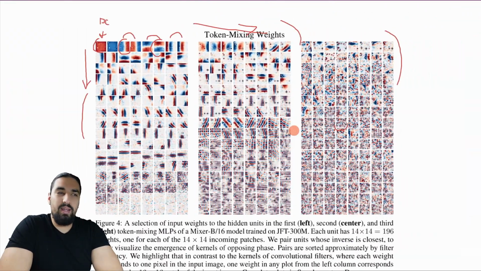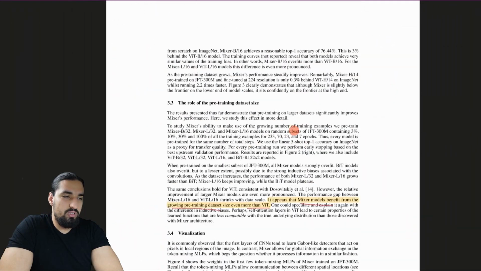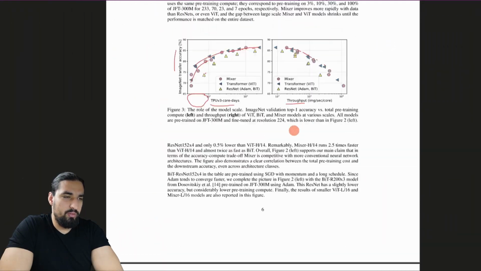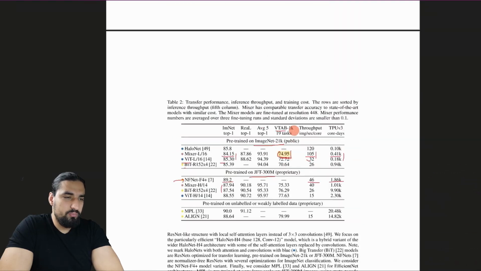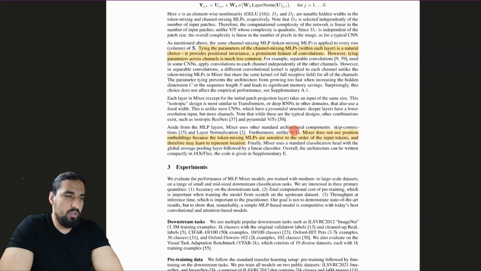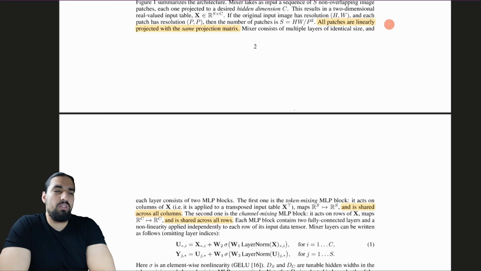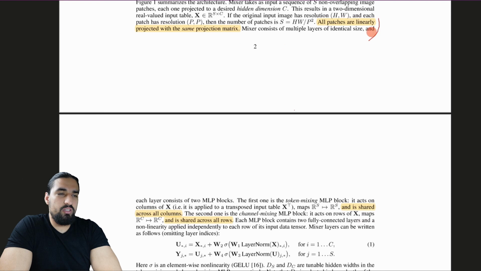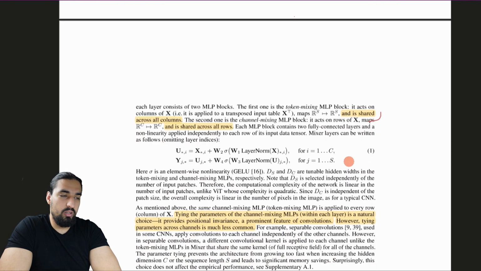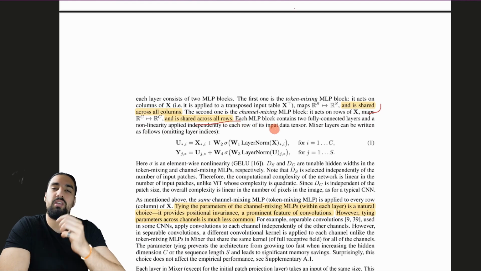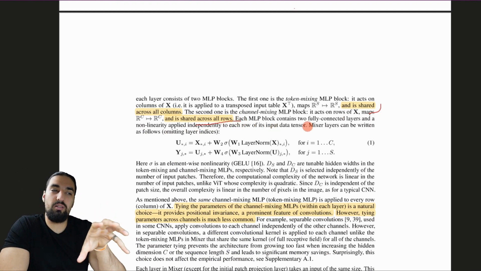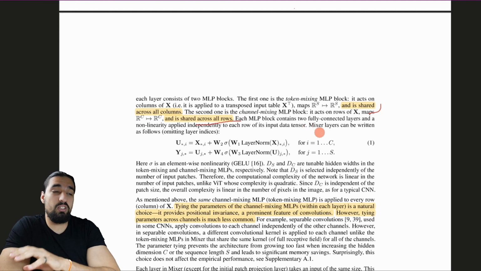Now let me go ahead and explain a couple of those details which may be important to you. So first of all, I mentioned that they are sharing weights. All patches are linearly projected with the same projection matrix, and that helps save up the memory footprint. So that's important. And they are also sharing across the columns and across the rows. So that's the token mixing part and the channel mixing part.